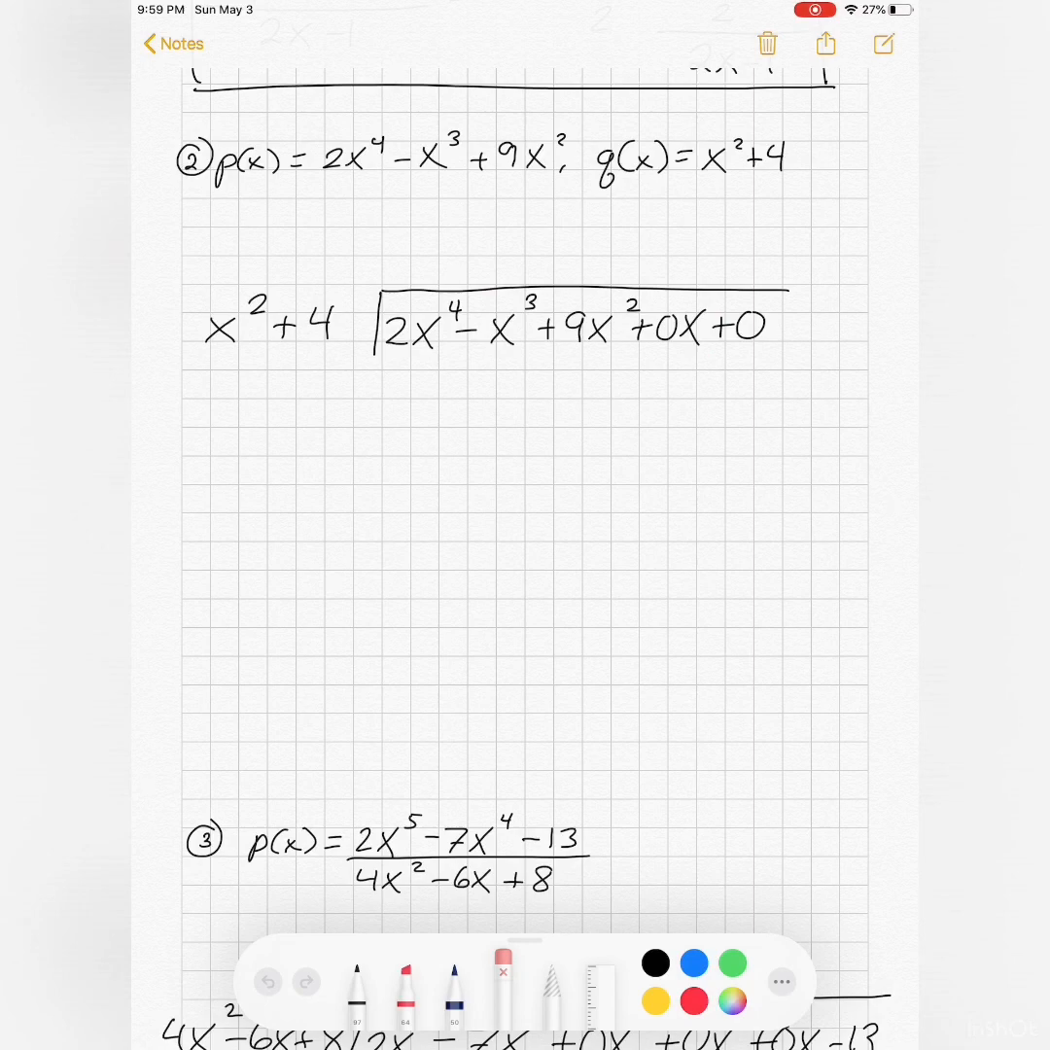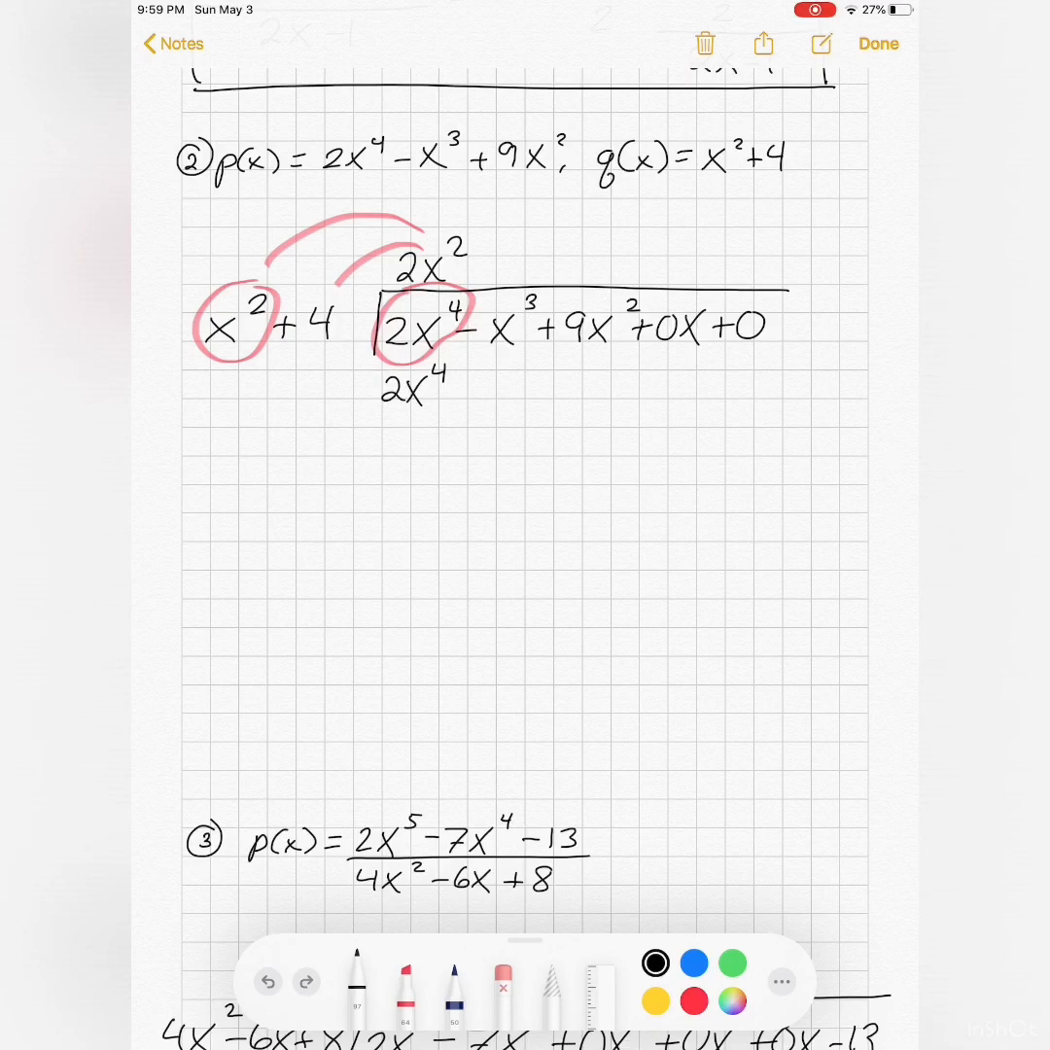Okay, let's look at a couple more. So what about number 2? Dividing, again, p of x by q of x. So what I did here is I went ahead and set up the long division. So I'll start with 2x to the 4th divided by x squared. 2x squared. Multiply that down. 2x to the 4th minus, I want to make sure these line up.